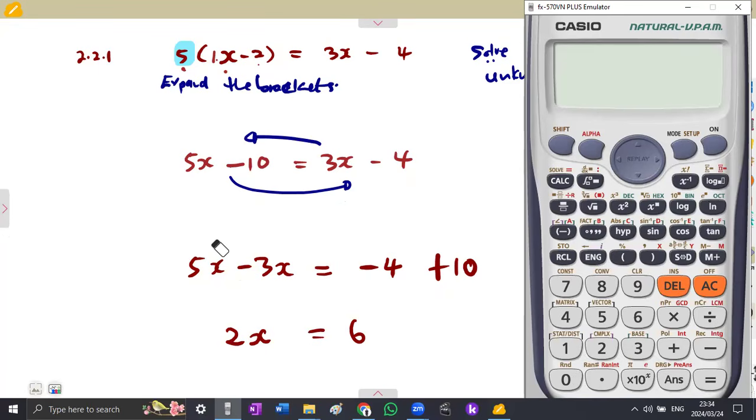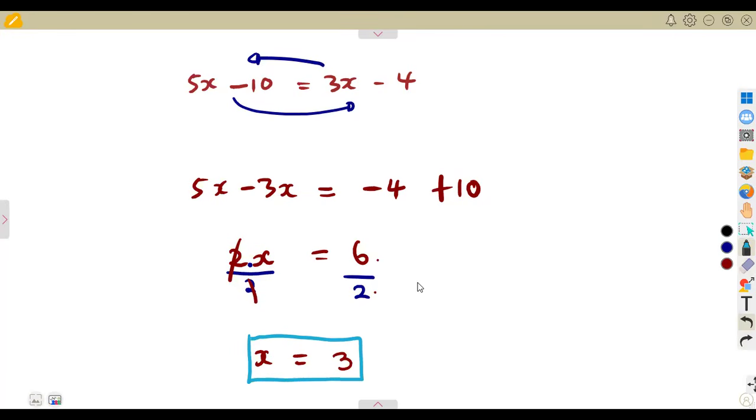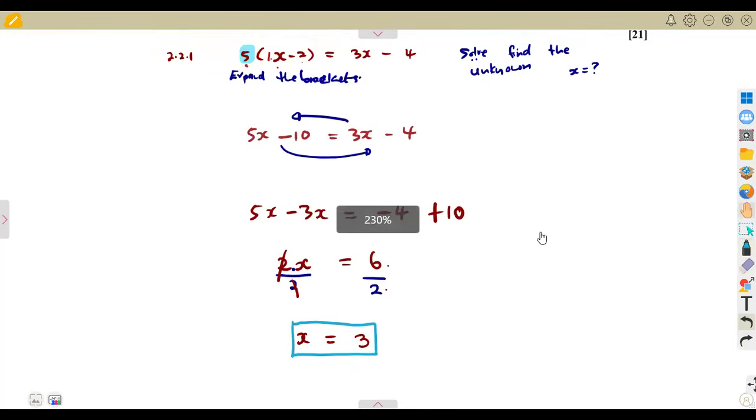So meaning to say we can now find the value of x. How are we going to find the value of x? Take note, it's a multiplication that we are having here. 2x means 2 times x. How do I remove the 2 that is multiplying? Opposite of multiplying is to divide. So the moment you divide both sides, we are remaining with x, and 6 divided by 2 is 3. So x is represented by 3 in this equation.